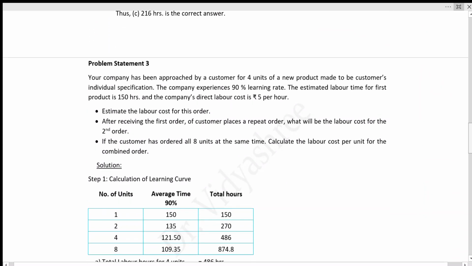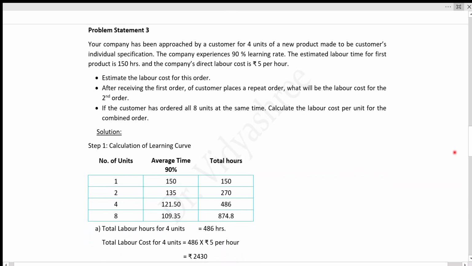Let's see the problem statement 3. Your company has been approached by a customer for 4 units of a new product made to the customer's individual specification. The company experiences 90% learning rate. The estimated labor time for the first product is 150 hours and the company's direct labor cost is rupees 5 per hour.